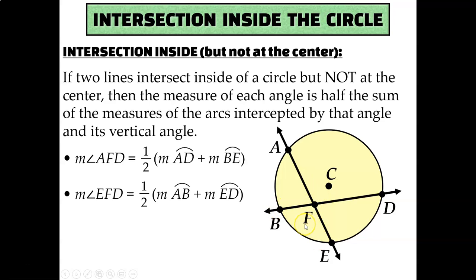Or if you wanted to calculate the measure of angle EFD, you would find the measure of arc ED and the measure of arc AB, add those two arc measurements together, and take half of it, and that would give you the measure of angle EFD and AFB.